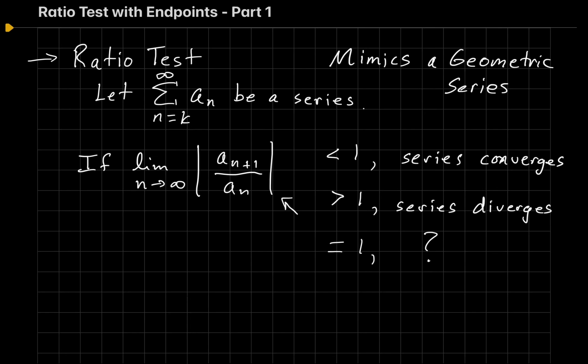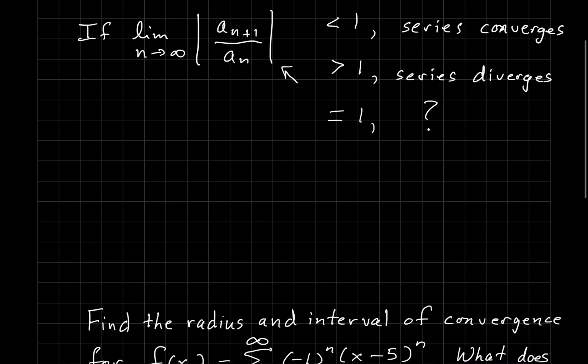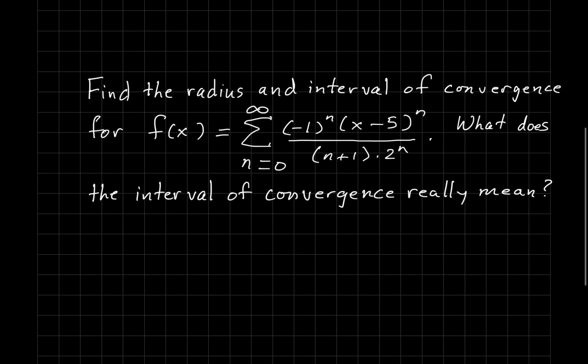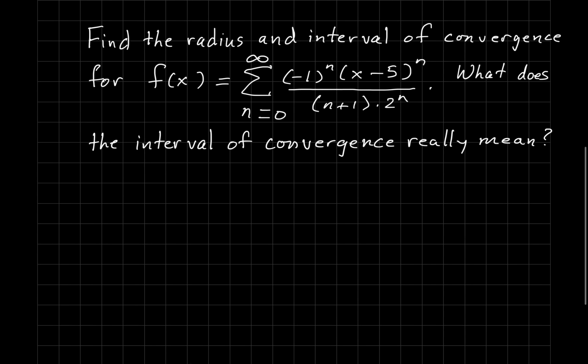So really, most of the other tests we learned in between ratio test without endpoints and now ratio test with endpoints, those are tests that we can use just to see if our series converges at the endpoints of our interval. Let's take a look at one example here.